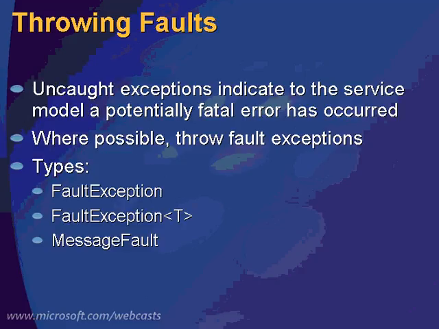We've talked about the fact that an uncaught exception indicates that there could be a potential problem to the service model. That's why the service model tears down the channel, because it's assuming that if you didn't throw a fault, you didn't know about this problem. So we have three ways to get around that by throwing fault exceptions. You can throw a plain old fault exception type, which is a simple way. You can throw a fault exception with a strongly typed details element, which we'll talk about. And you can use the message fault, which I'll explain why you might care about at some point.